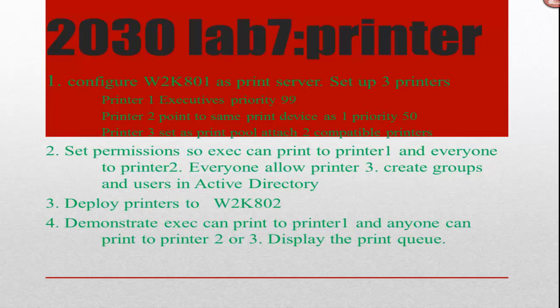We will create these groups and users in Active Directory so we can perform the test. We will also be deploying printers to the Windows 2000 802 computer through the domain. And then fourth, we will demonstrate that the exec can print to printer 1 and anyone can print to printer 2 or 3. And we will display the print queue to prove this.